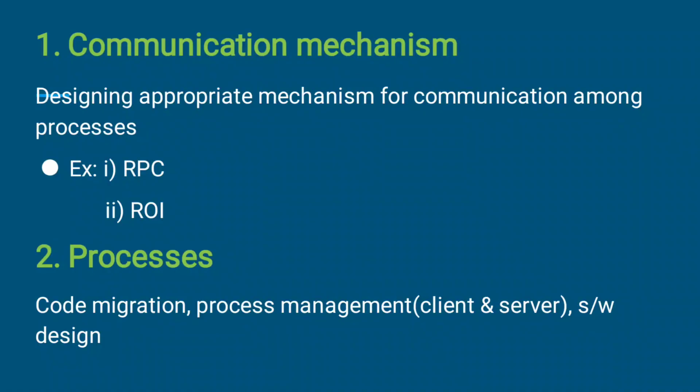So the designer should choose an appropriate mechanism for communication among the processes. There must be a choice between which mechanism has to be selected, either RPC or ROI, that is remote procedure call or remote object invocation. The next one is processes. If n number of entities are connected within the same network, the code migration, process management between the client and server, and the software design are a tedious task.